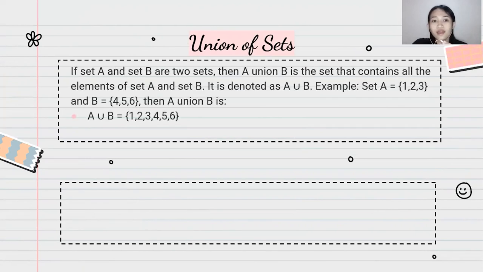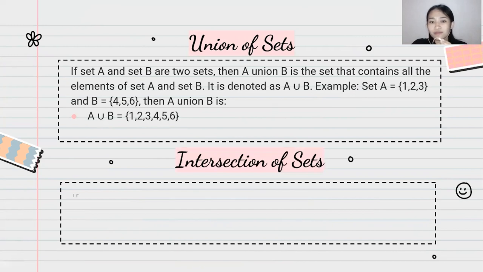If set A and set B are two sets, then A union B is the set that contains all elements of set A and set B. It is denoted like this: A union B. For example, set A is 1, 2, 3 and set B is 4, 5, 6. Then A union B is 1, 2, 3, 4, 5, 6.